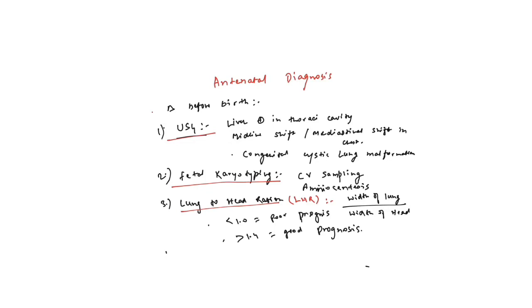Last, we can do fetal MRI. This MRI is done to see other associated congenital anomalies and liver position. Postnatal diagnosis.